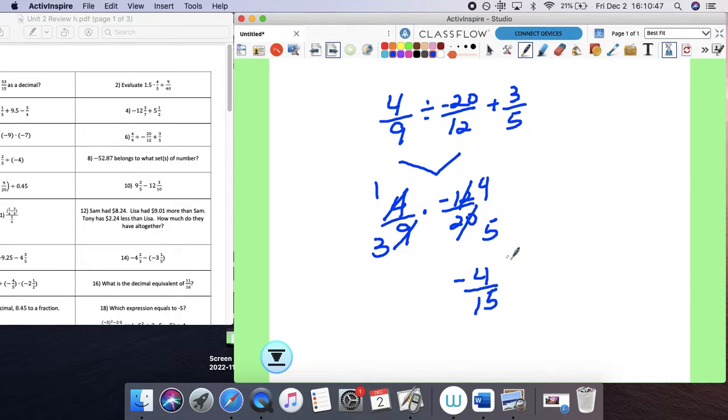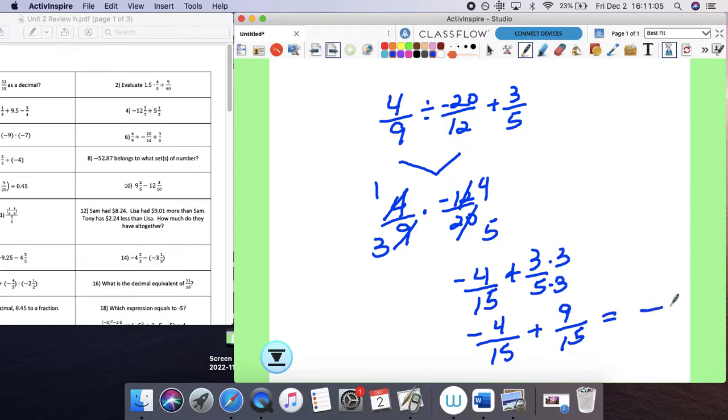Now I have to add the 3/5. The LCM is 15. So I'm going to find an equivalent fraction. This one's already in terms of 15ths. For this one, in terms of 15, multiply the bottom by 3, multiply the top by 3. It's going to be positive because the absolute value here is greater. So 5 over 15, or 1/3.